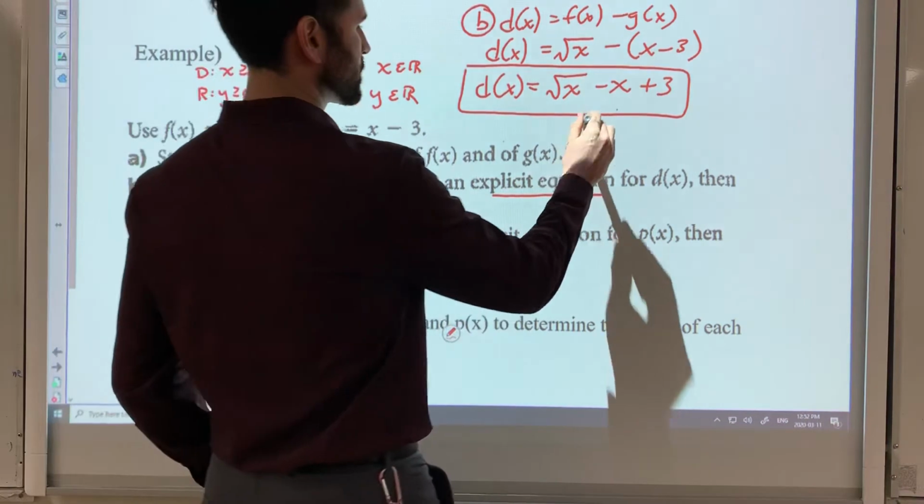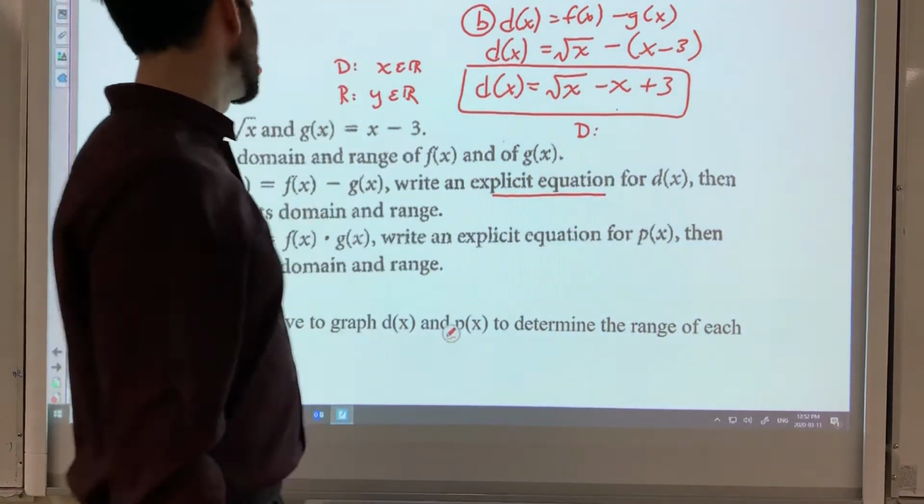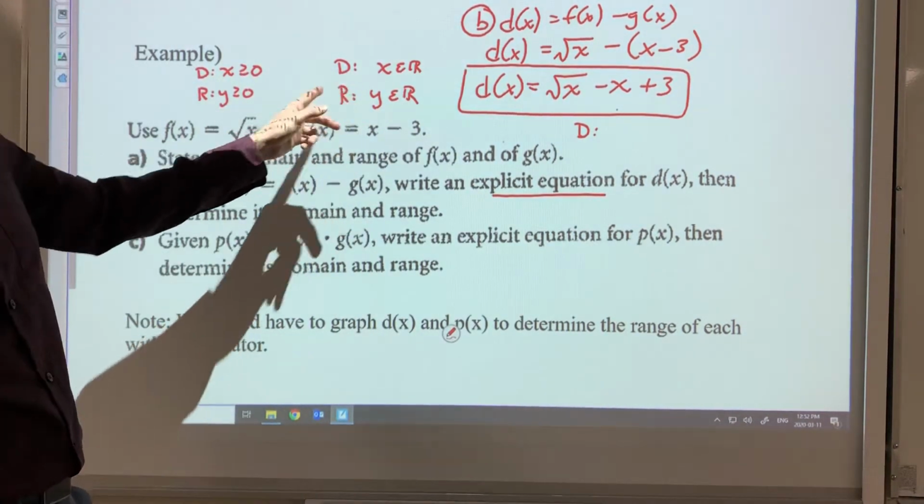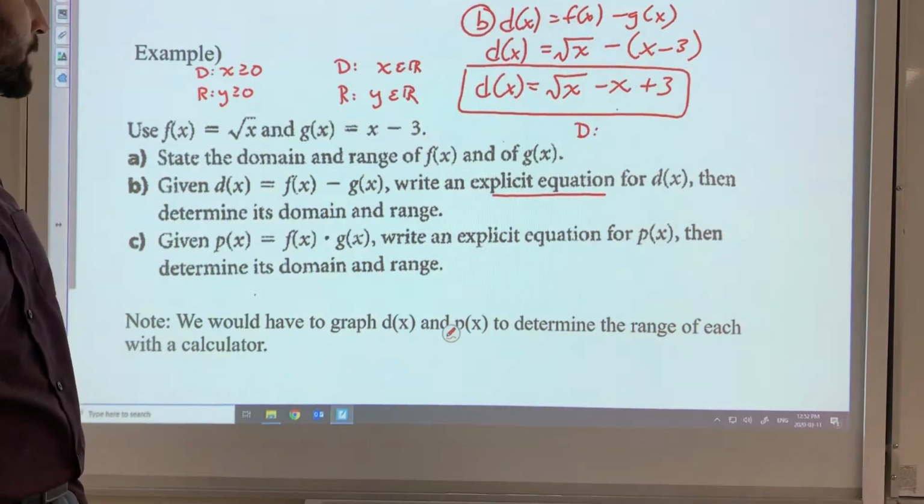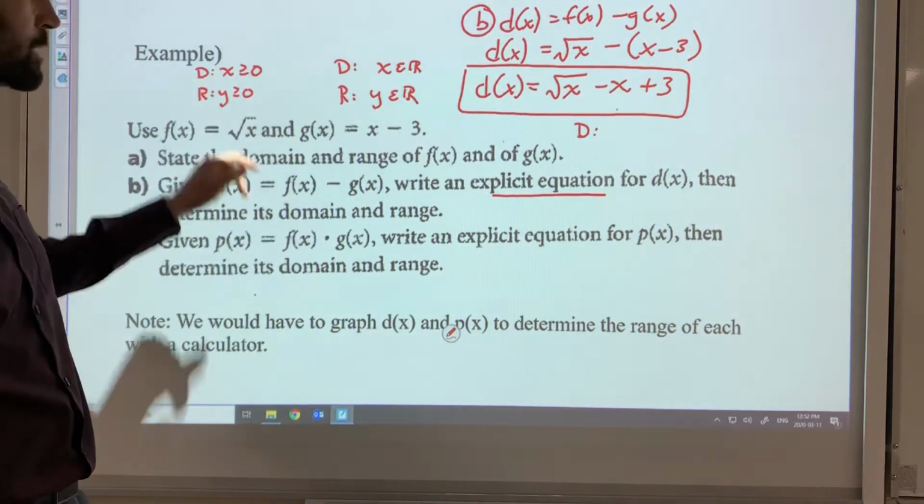So when I'm looking for the domain of this, I basically can go back and look at the most restricted function. That's what's going to end up happening. So this one has no restrictions. This one has a restriction.